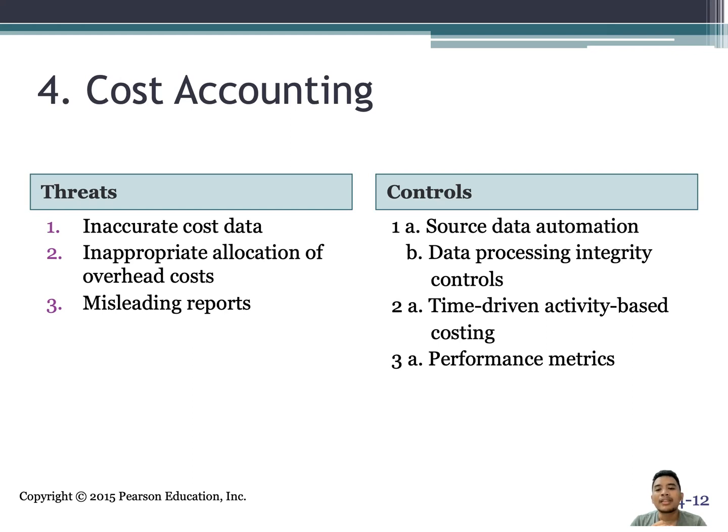What are the controls here to mitigate inappropriate allocation of overhead costs? It is time-driven activity-based costing. On your subject cost accounting, you will be discussing more of the cost accounting procedures that are actually available and best suited to the specific industry. So you have time-driven activity-based costing. It is based on the activity itself or based on the actual production, as they say.